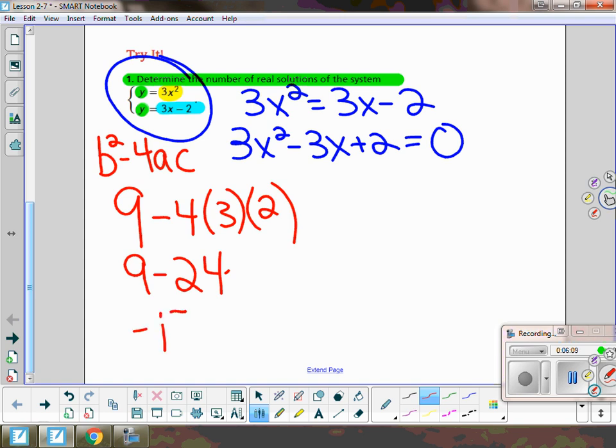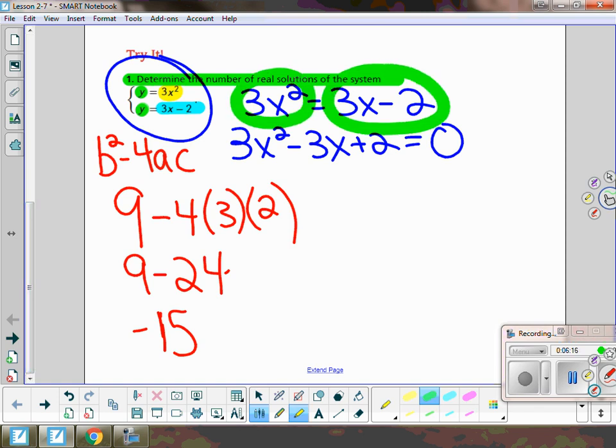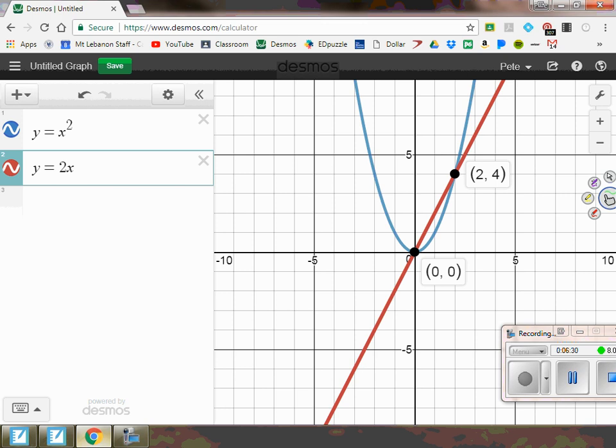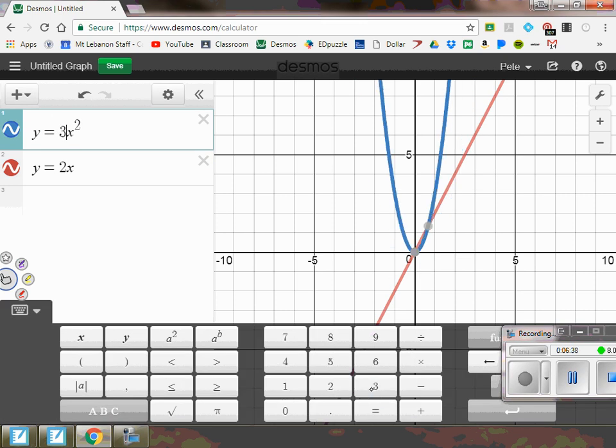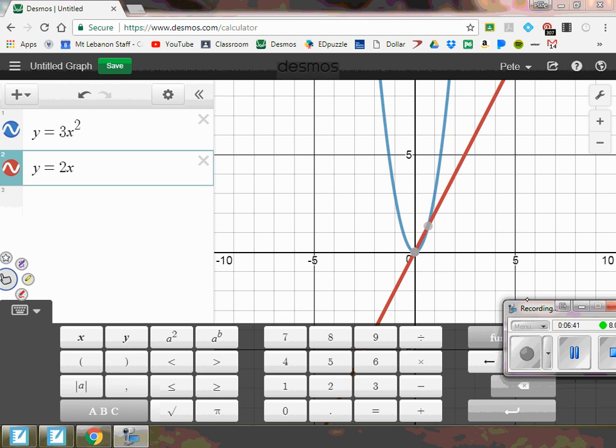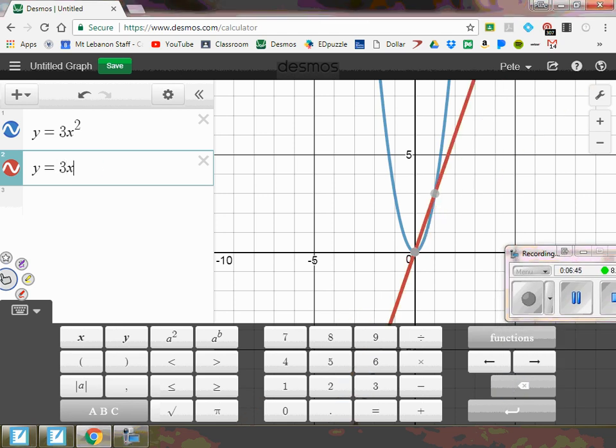Since it's negative, do you think when we go to graph this on Desmos, will this cross this? Will they meet? Will they intersect? I think not. Let's try it. Let's go to Desmos and let's graph 3x squared versus 3x minus 2. 3x squared versus (3x minus 2). There we go. Oh, they're close. They're close to crossing, but they do not. All right? So there's no intersection between the two. There's no real solution. Good? That concludes example 1.